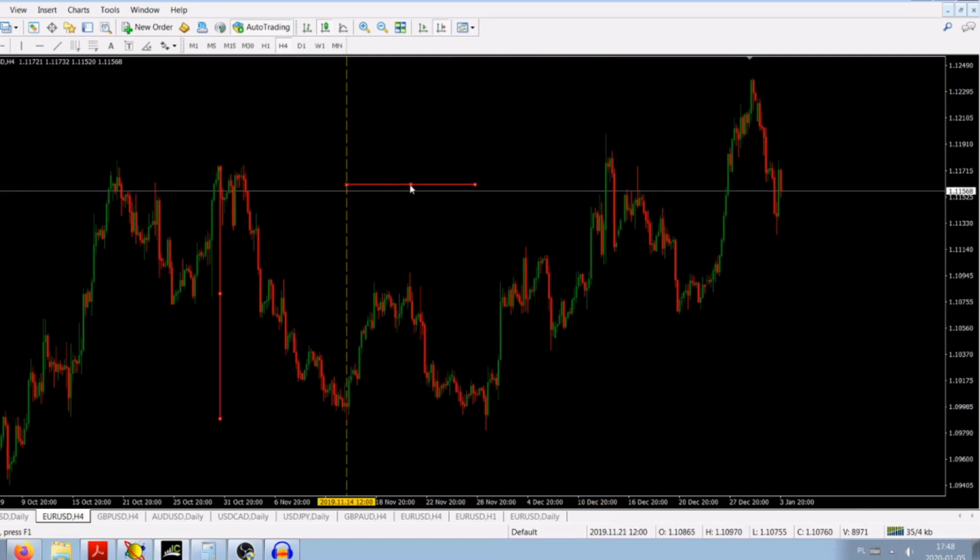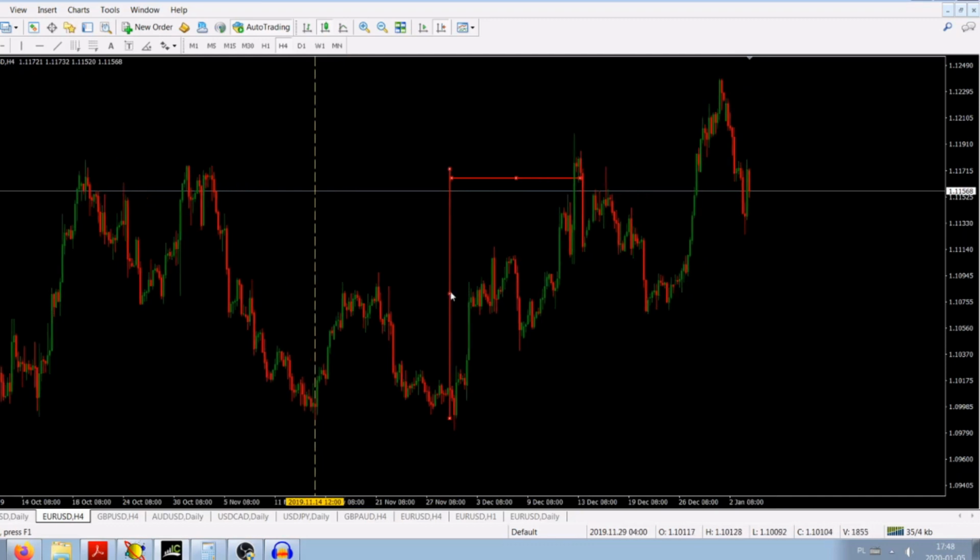From here to here again. From here the market went up, or from here, and squared with the time. Price and time squared. We got the correction. Let's have a look further.